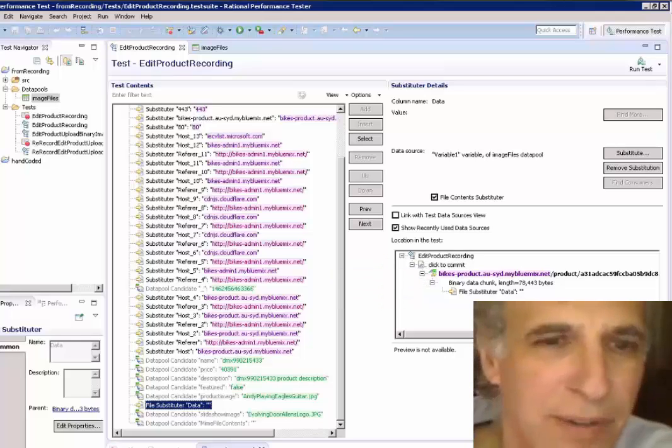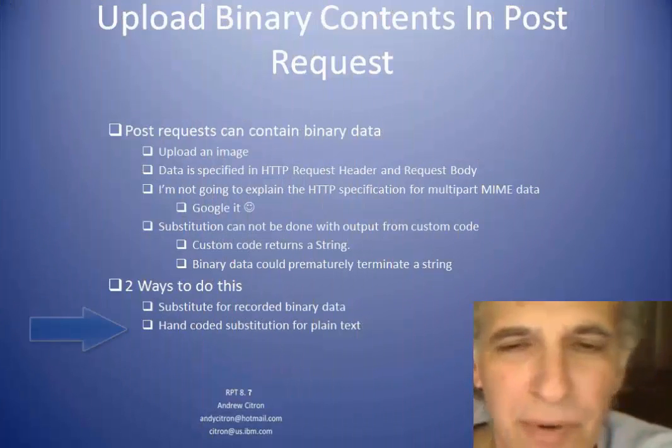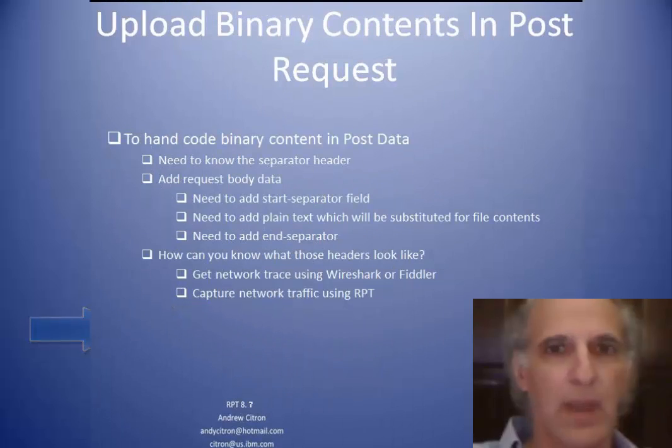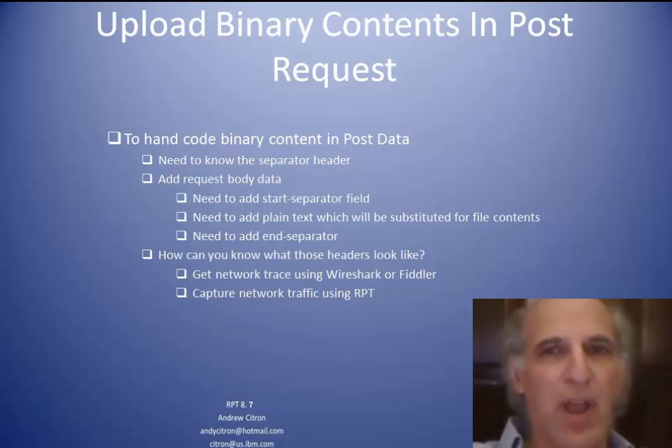Now I'll show you how to do it if you were going to do it hand-coded. In order to hand-code POST data, you need to know a few things. You need to know the contents of the separator header. You need to add a start separator field to the request body. You need to add the binary content to the request body, which we will do as plain text and then substitute in this case. You need to add the end separator.